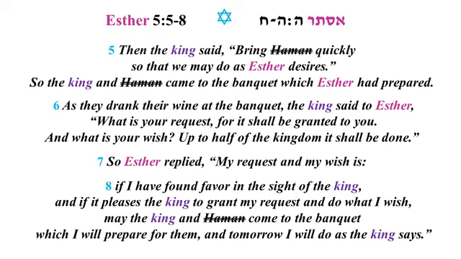As they drank their wine at the banquet, the king said to Esther, "What is your petition? For it shall be granted to you. And what is your request? Even to half of the kingdom it shall be done." So Esther replied, "My petition and my request is, if I have found favor in the sight of the king, and it pleases the king to grant my petition and do what I request, may the king and Haman come to the banquet which I will prepare for them, and tomorrow I will do as the king says."